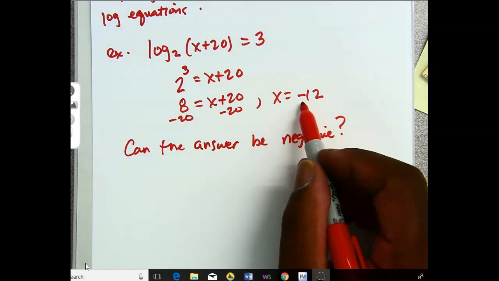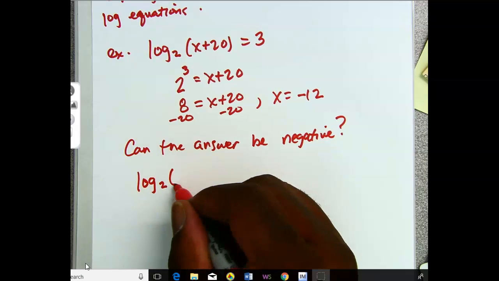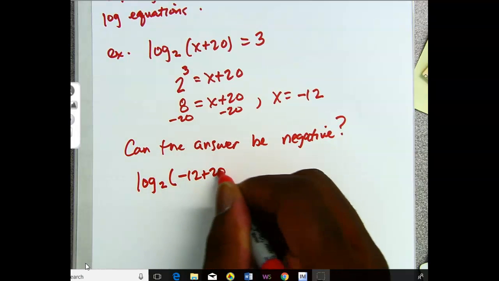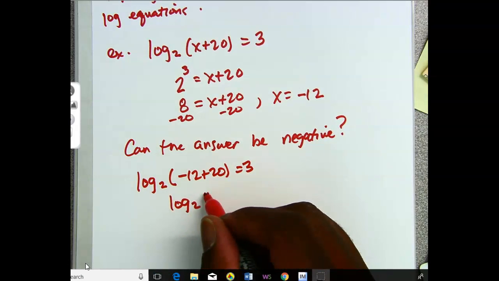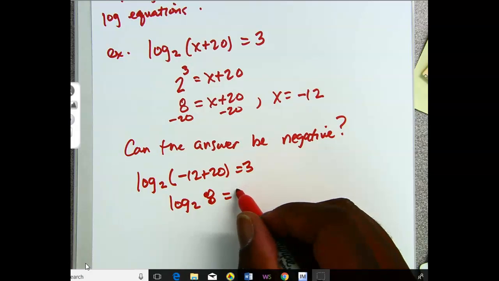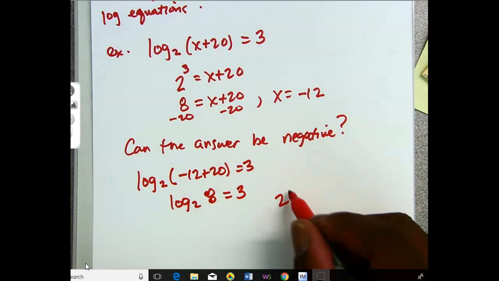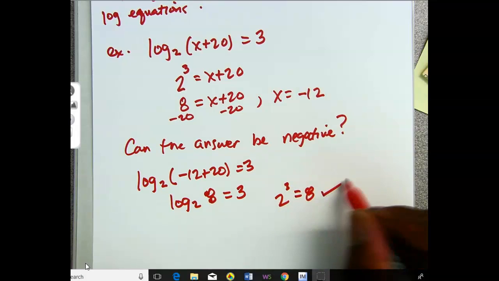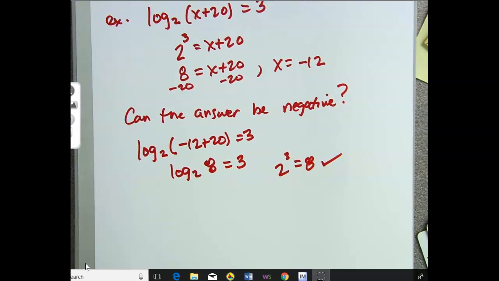When we plug this negative 12 back into our original, we get log base 2 of negative 12 plus 20 is equal to 3. Log base 2 of 8 is equal to 3. 2 to the third is equal to 8. That's a true statement. So yes, our answer can be negative. In this case, our answer was negative.